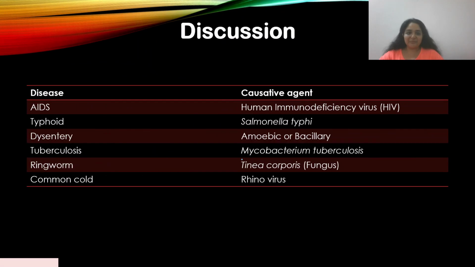Alright, so here I made a list, a table. AIDS is caused by HIV. Typhoid is Salmonella typhi, a bacteria. Dysentery is either amoebic or bacillary, so you have Entamoeba histolytica, and there are other bacteria that cause dysentery. Tuberculosis, Mycobacterium tuberculosis; ringworm, Taenia corporis; and common cold is a rhinovirus. So learn these causative agents. Like I already said, learn the disease and the causative agent, whether it's a bacteria, virus, protozoa, fungus in the case of ringworm, or a nematode, whatever the case is.